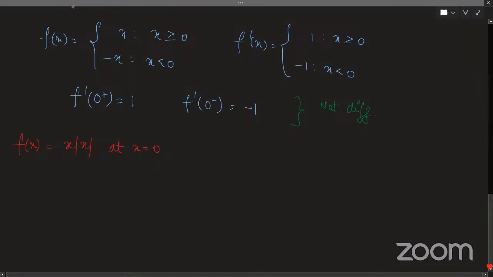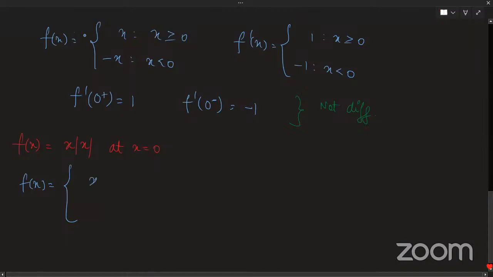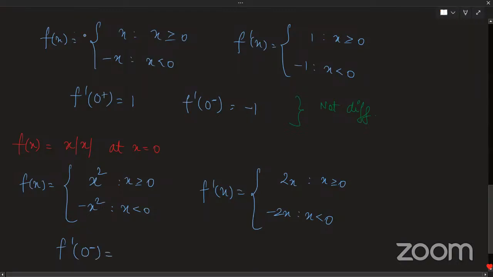Now let us take this case. Again, we will split it into two parts. So x mod x will open with plus x squared when x is greater than or equal to 0, and minus x squared when x is lesser than 0. So how can your f dash x be written? 2x when x is greater than 0, and minus 2x when x is lesser than 0. Can you tell me what is f dash of 0 minus? It is minus 2 into 0, which is 0.